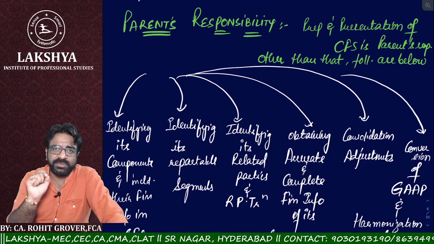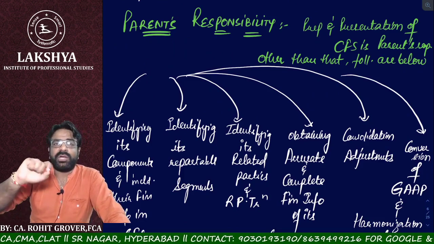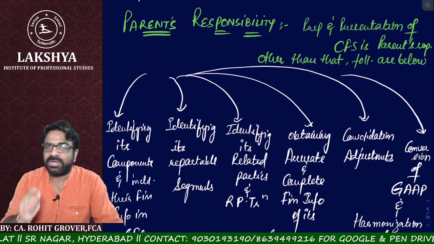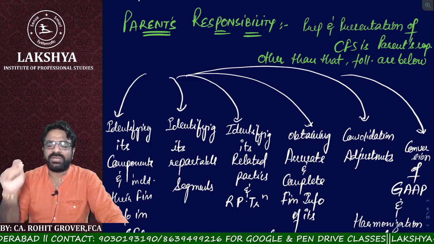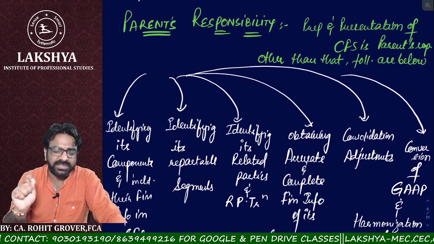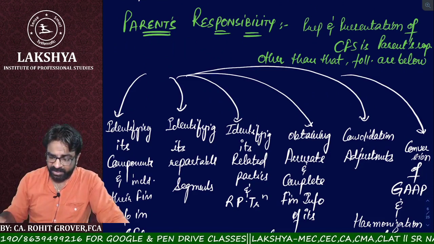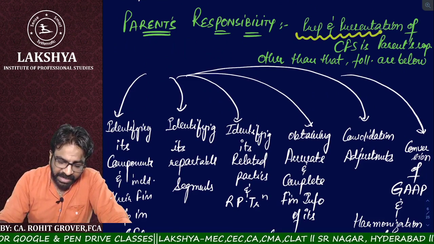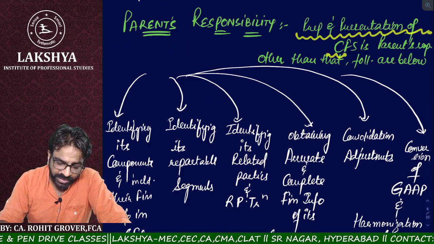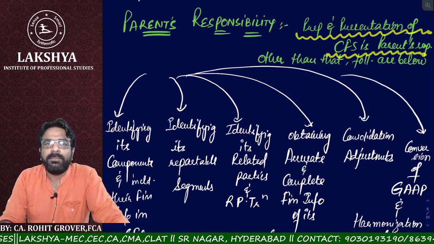What are the responsibilities of the holding company or a parent company when the audit of consolidated financial statements is going on? That we have to understand. In total, there are 6 responsibilities of the parent company. So you can see what is written here: preparation and presentation of consolidated financial statements is the prime responsibility of which company? Parent company.